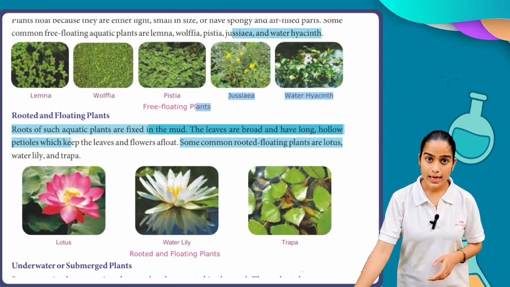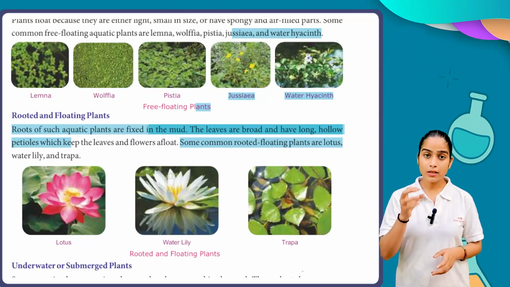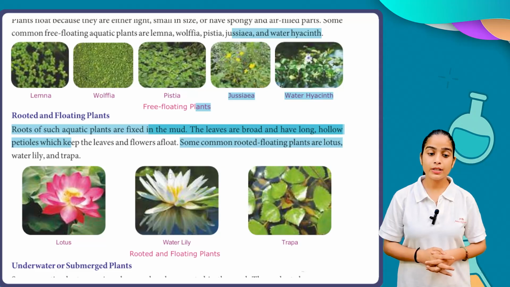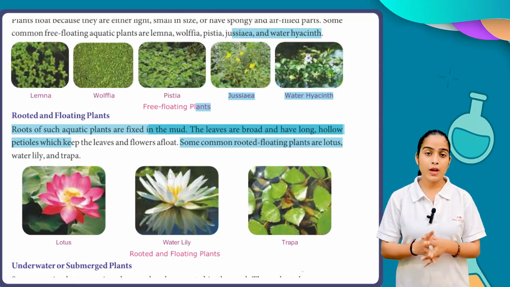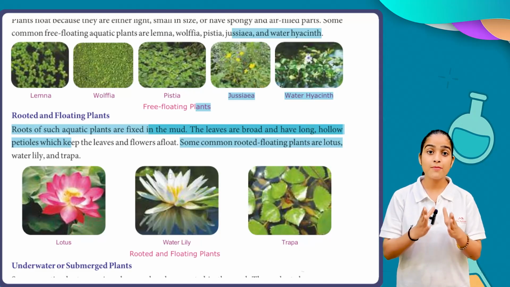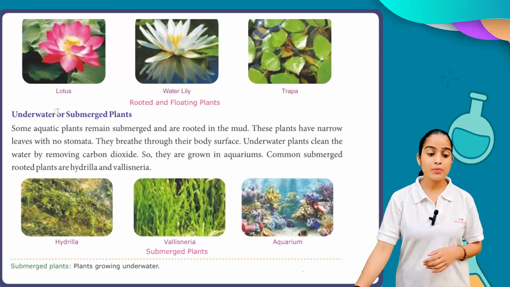So what we understand here is that rooted and floating plants are those plants which are connected in the mud with the help of roots, and we have some examples of it: lotus, water lily, and trapa. And rooted and floating plants have broad leaves. Okay, next we have underwater and submerged plants.